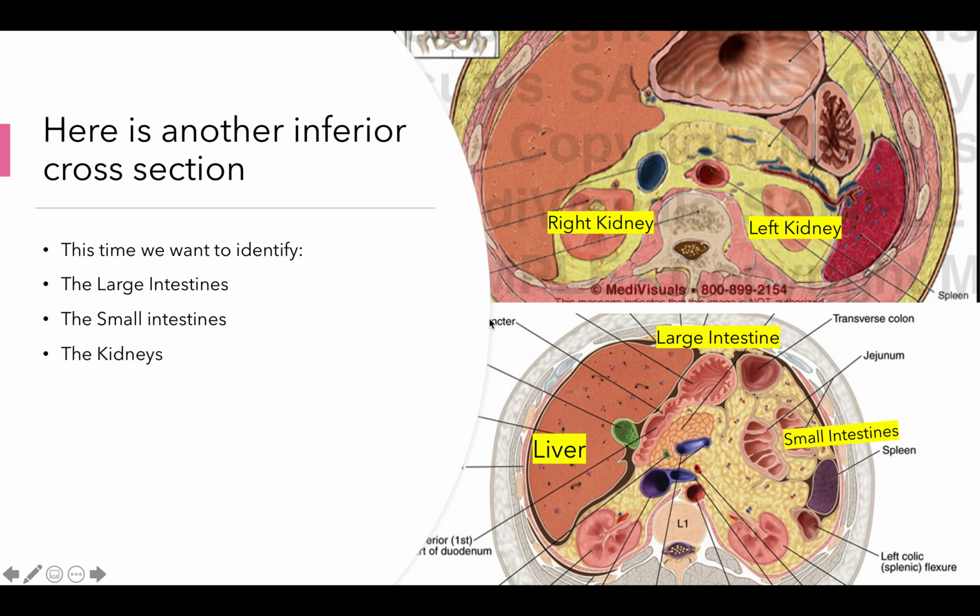Here's another inferior cross section. Right here, we can see the liver, this large organ. Then this is part of the large intestines. It's only a small segment. This is a transverse colon. These are the small intestines right over here. And up top, we can see the kidneys on either side.